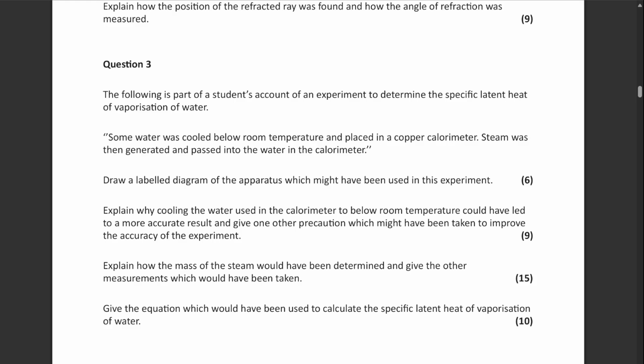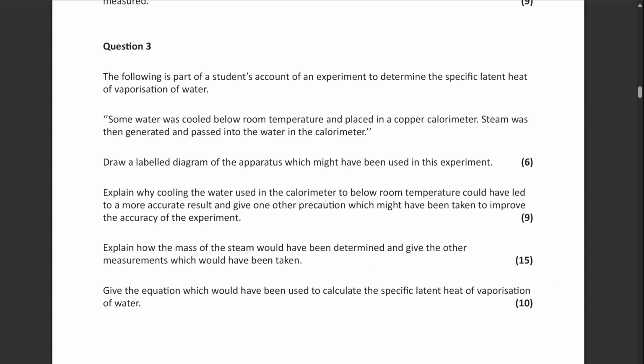Draw a labelled diagram. 6 marks for diagrams, not a lot. Give the equation which one of these calculates specific heat. Not even asking you to calculate it, just give the equation. That's never going to be asked. You will always be asked to calculate it. There's going to be calculation somewhere, either calculating or graph drawing. There's no way of getting out of that in section A. Precaution, mass of steam determined. Yeah, it just seems a bit all over the place in terms of marks, really.